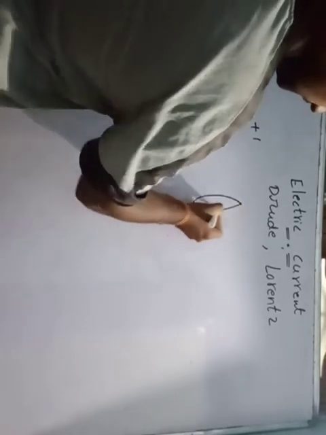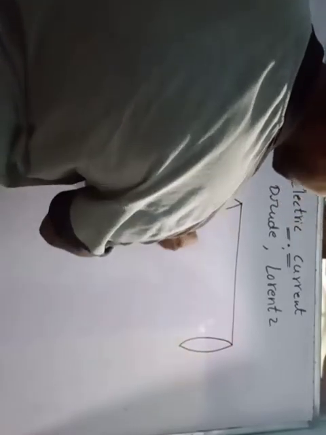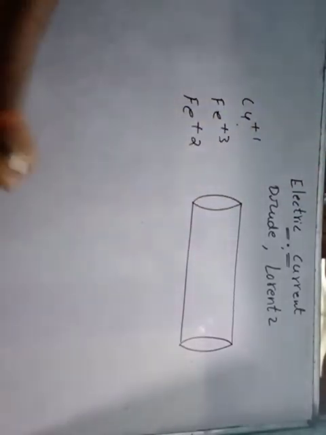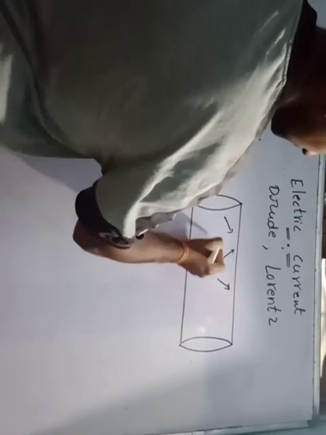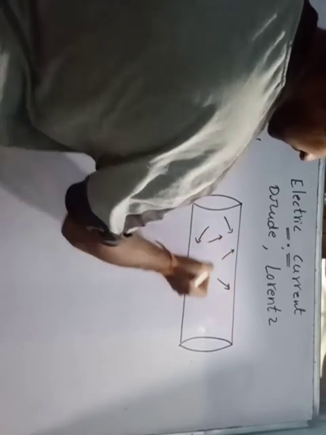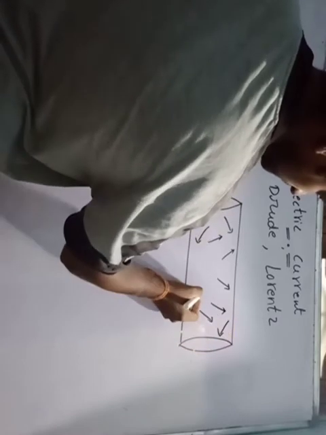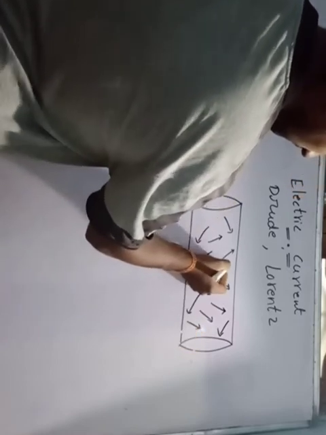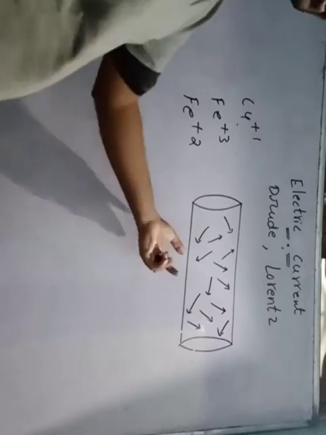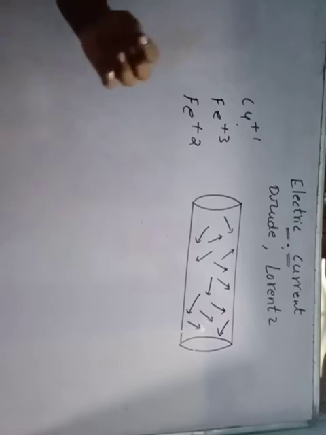Now, for example, take one conductor, that means any wire, copper or iron wire. The arrow marks indicate the direction of the electrons. This is an open circuit. Open circuit means without a battery. So observe the conductor.